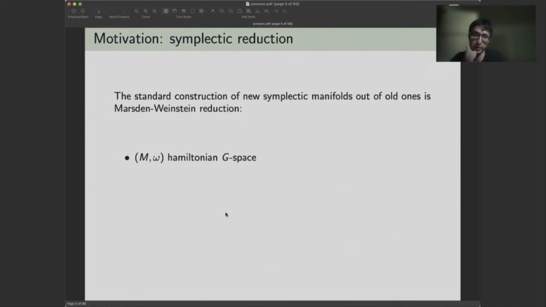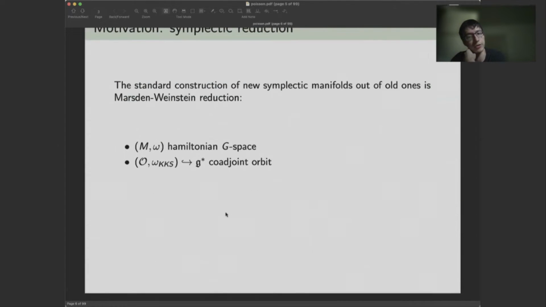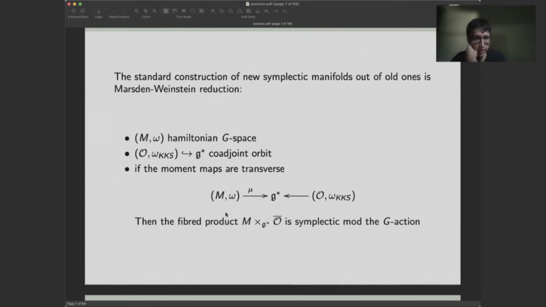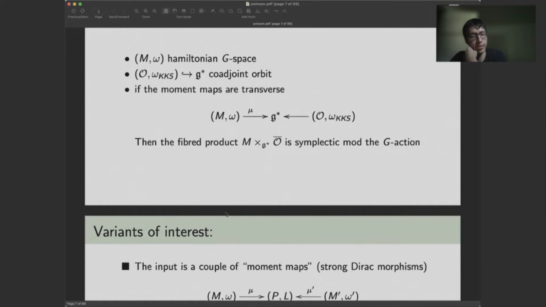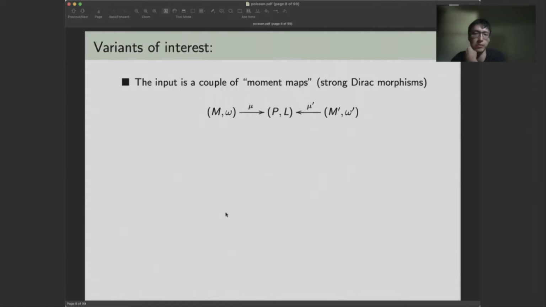A construction of new symplectic manifolds out of old ones is reduction, right? If you have a Hamiltonian G-space and a coadjoint orbit, we can produce this fibre product. And this is symplectic modulo the action of G, right? So there are several variants of this construction that can all be put together in the language of Dirac geometry.